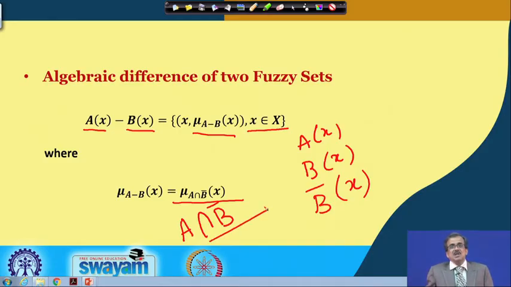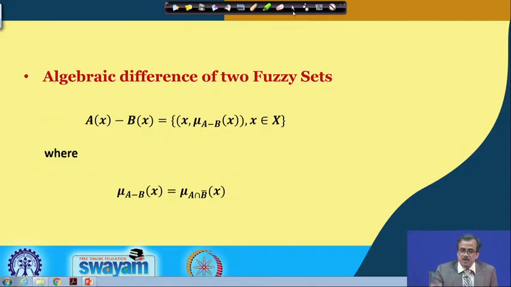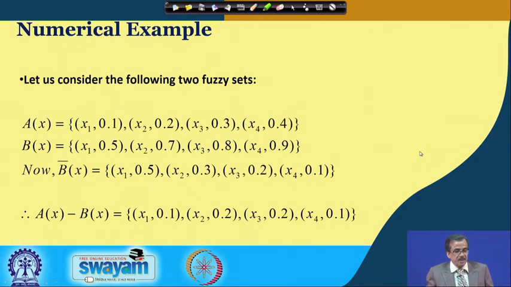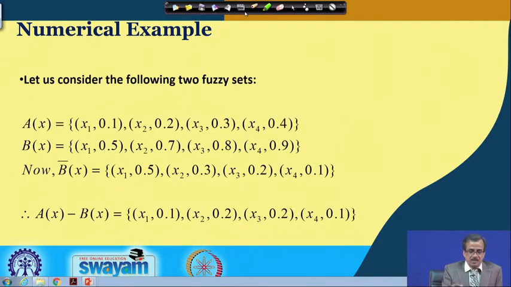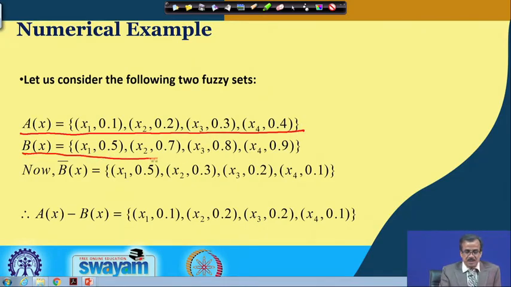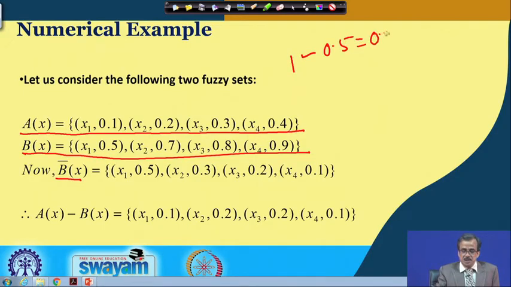Now, let us see how it works, and just to show, I am going to solve one numerical example. Suppose A(x) is a discrete fuzzy set something like this, and B(x) is another discrete fuzzy set something like this. We first find its complement, B bar(x): for x1, it is 1 minus 0.5, that is 0.5.